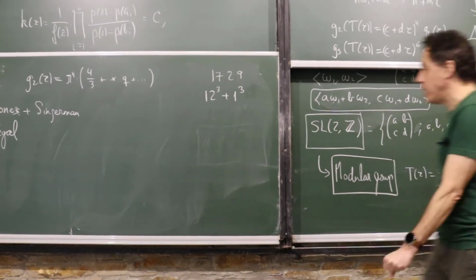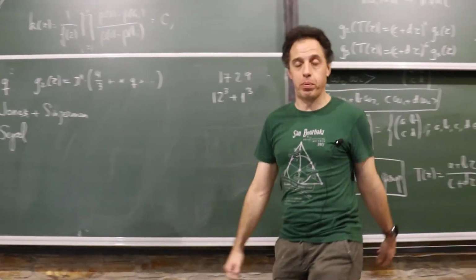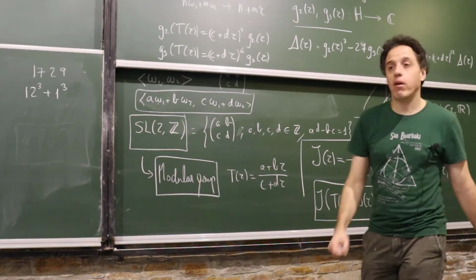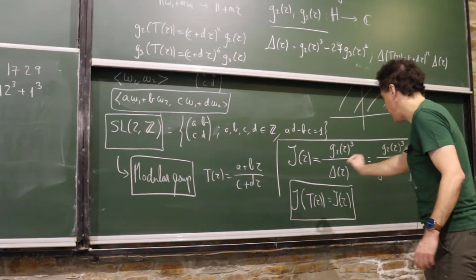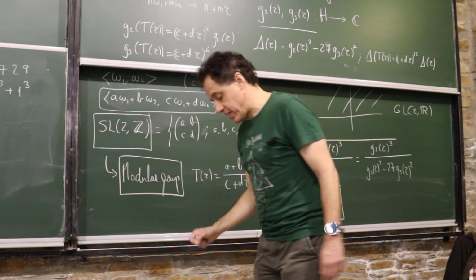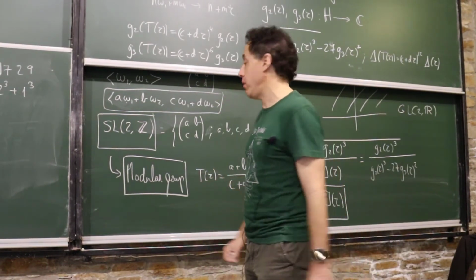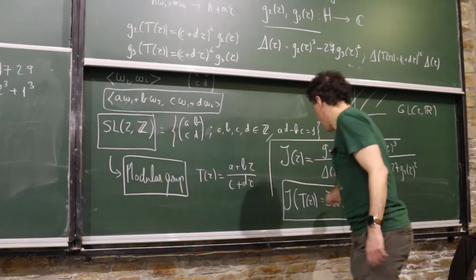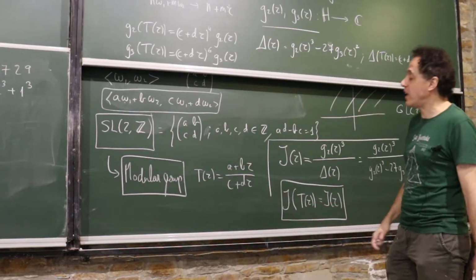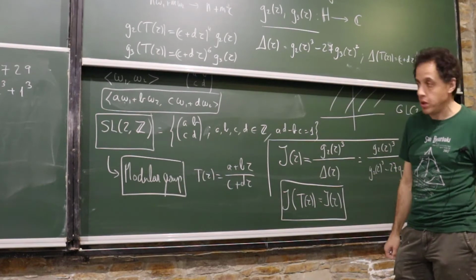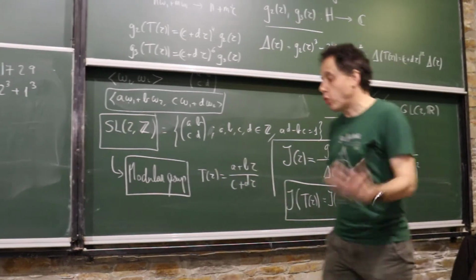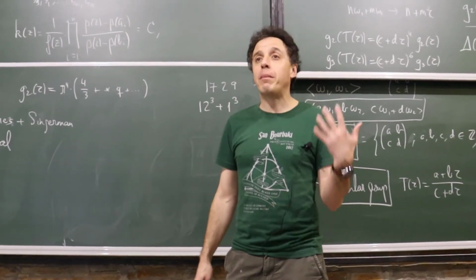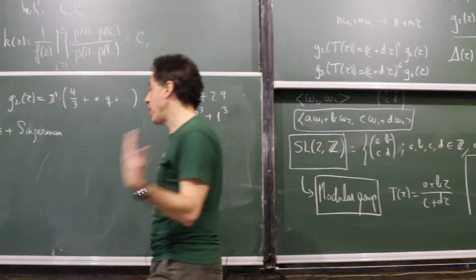So this function J is invariant under the action of the modular group. So J takes the same value at T of tau, where T is any element of the modular group. Okay, J takes the same value. So we could try to figure out what is called a fundamental domain for the modular group.